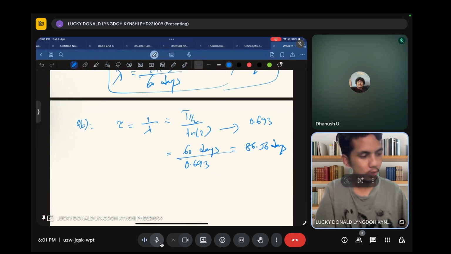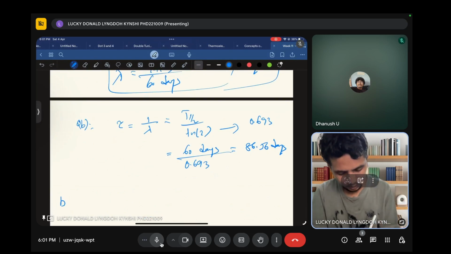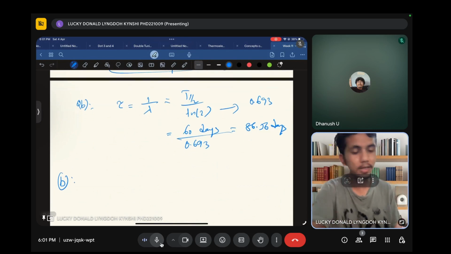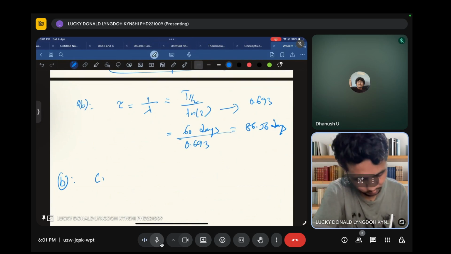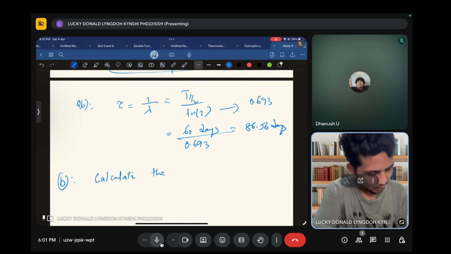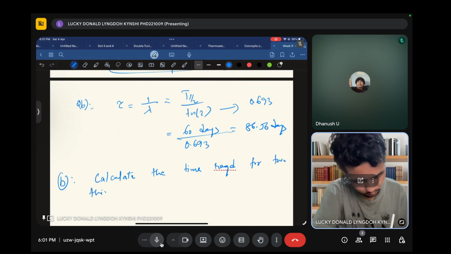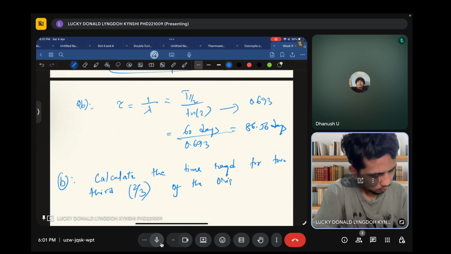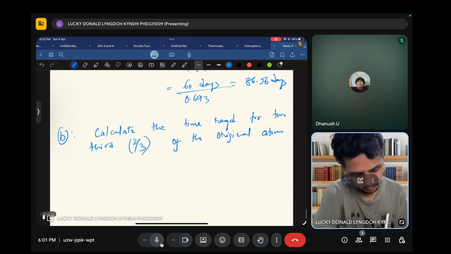Now question B from there says: calculate the time required for 2/3 of the original atoms to disintegrate. This is also very important. Calculate the time required for 2/3, that means exactly 2/3 of the original atoms, to disintegrate.